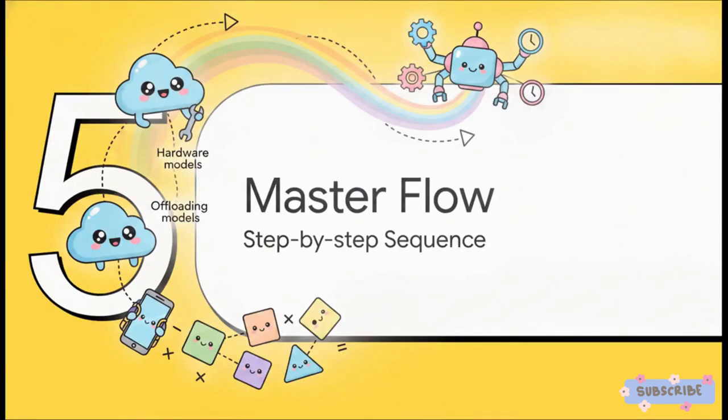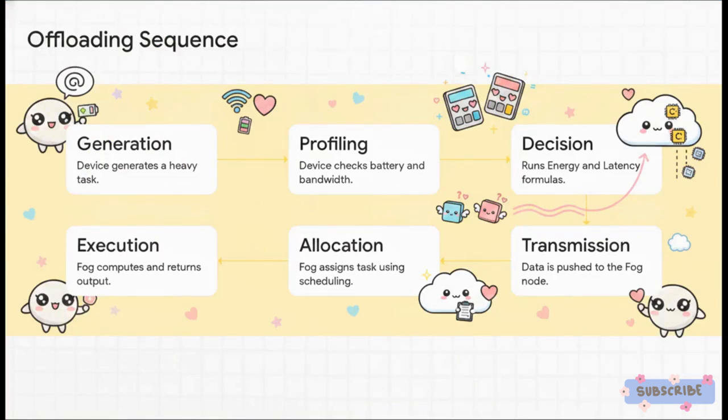So we've covered the hardware constraints, the models, the math, and the algorithms. Now it's time to put it all together in Section 5, the master execution flow. Let's move on and see how this builds into one definitive chronological sequence. We've got a 6-phase master lifecycle flowchart here. Step 1, task generation. The tiny IoT device encounters a computationally heavy task. Step 2, context profiling. The device quickly checks its own battery level and the current network bandwidth. Step 3, decision-making. The local agent runs those energy and latency math formulas we just talked about.